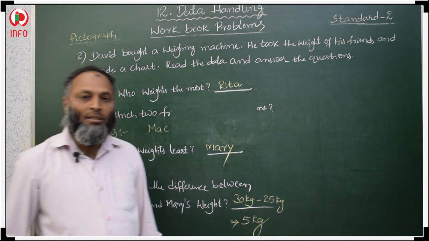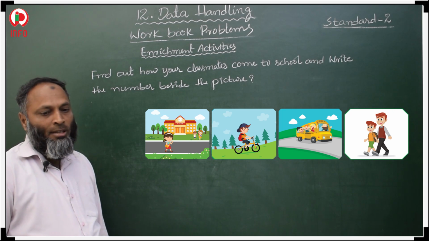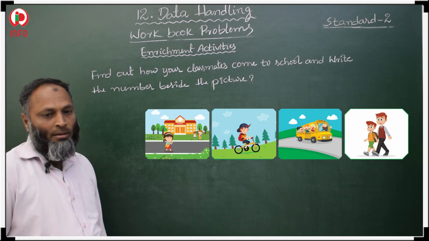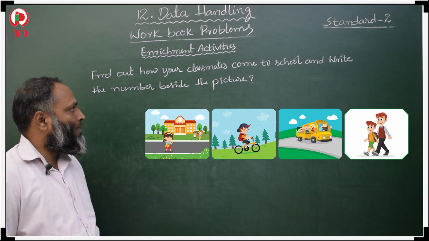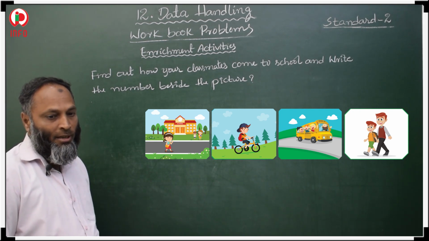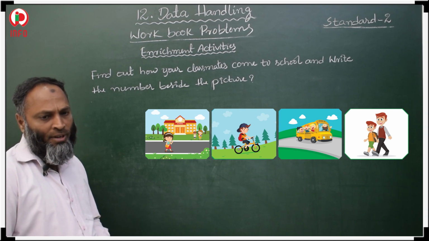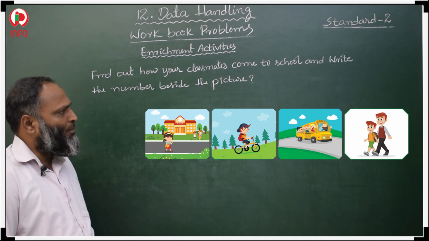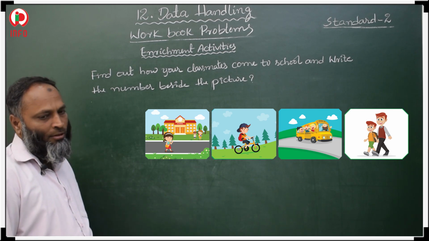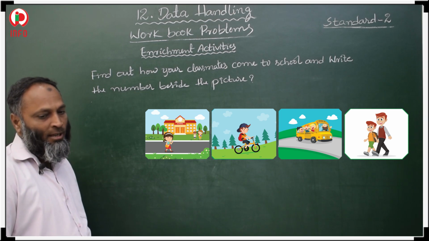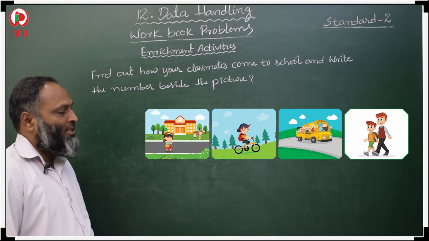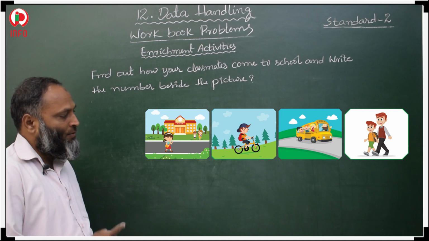Okay students. Now, an enrichment activity. This is a general activity given for you. Here it is given that in a class, 12 children come to school by walk, 8 students come by bicycle, and 15 children come by bus. That general information is given. Then some pictures are given. 4 pictures are given, showing students coming to school by cycle, by bus and by walk. So how many students come by bus, by cycle and by walk, that number of students we should write.